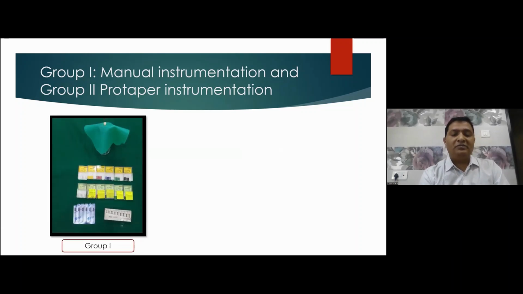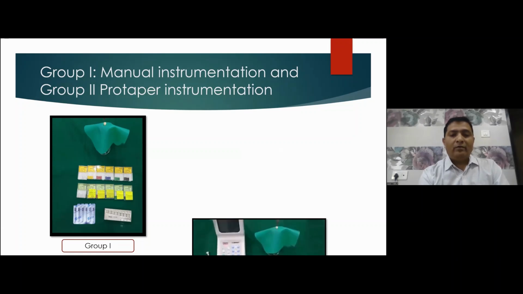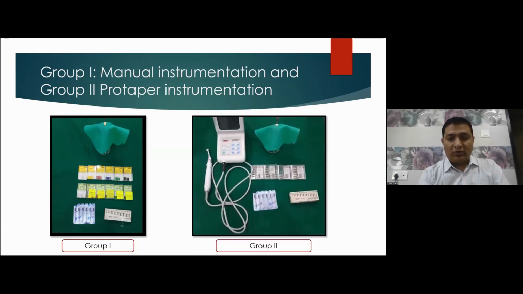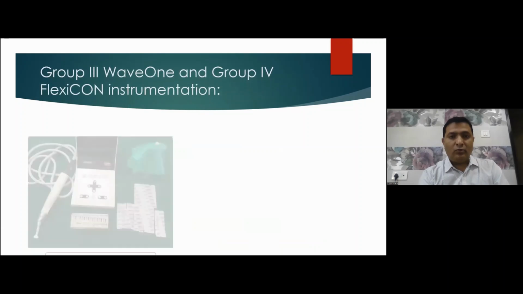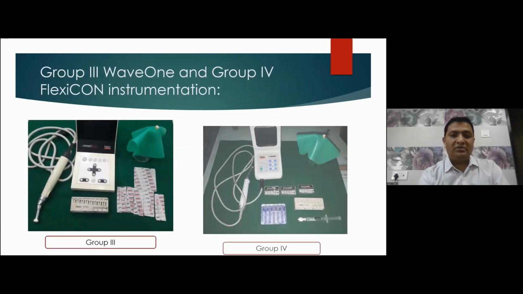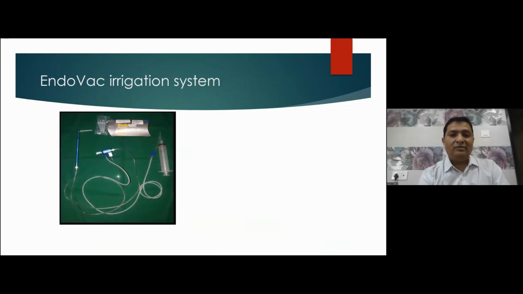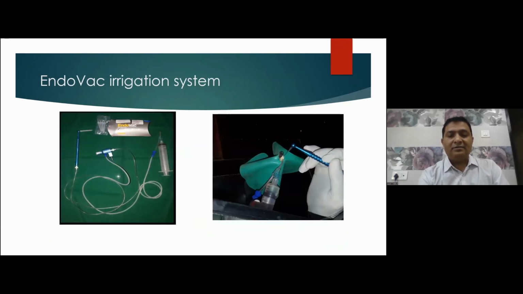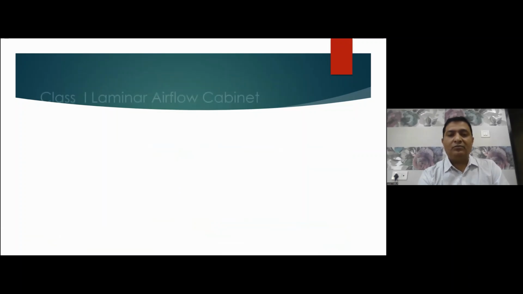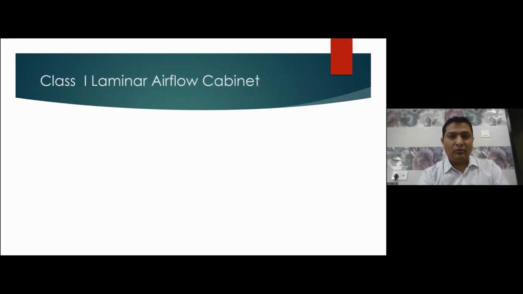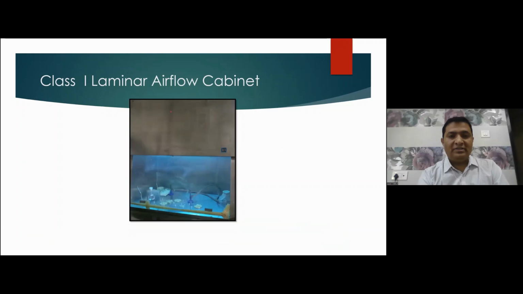There are four groups of instrumentation. Group 1 is manual instrumentation with H and K files. Group 2 is rotary instrumentation. Group 3 was WaveOne instrumentation, and the fourth group is Flexicon instrumentation. EndoVac irrigation was done in each group for half of the samples, and conventional needle irrigation was done in the other half. All this procedure was carried out in a class 1 laminar airflow cabinet to prevent contamination from the environment.